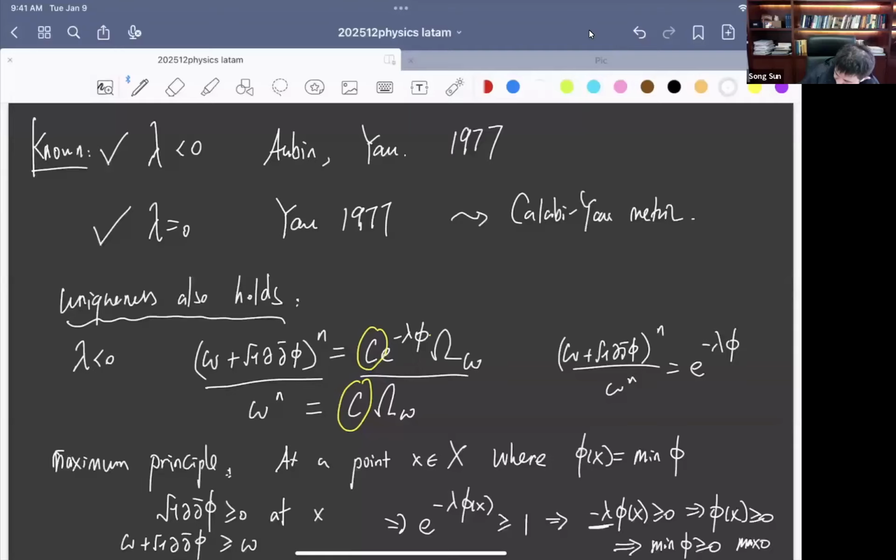Maximum phi is non-positive just by working at the maximum point. So you see that even for this uniqueness, it's very crucial that the sign of lambda is correct. If lambda is positive, then what you get is that minimum phi is non-positive, and maximum phi is non-negative. That does not say much.